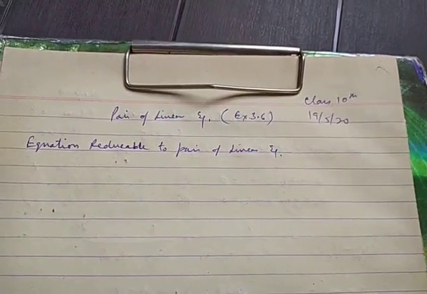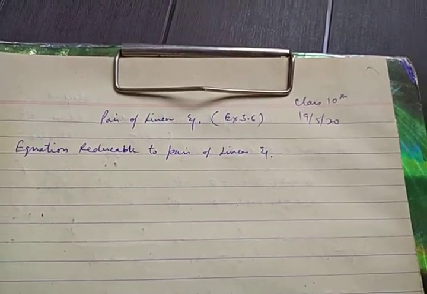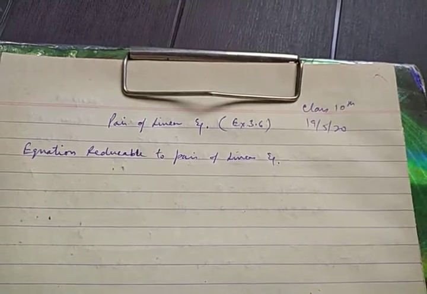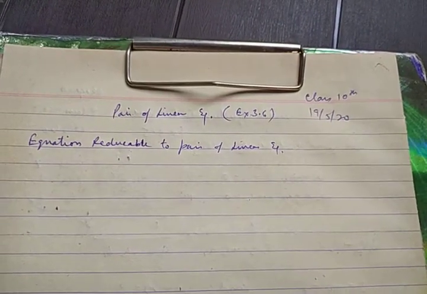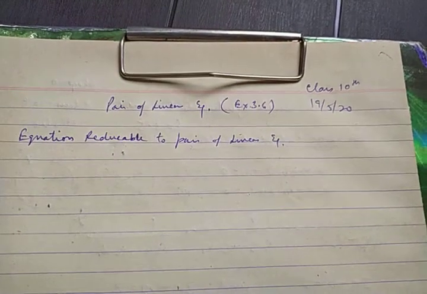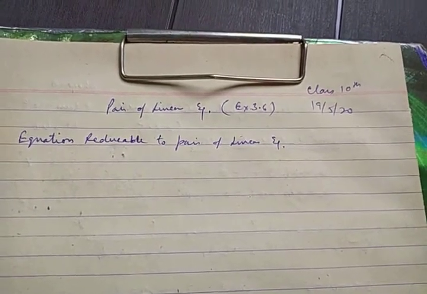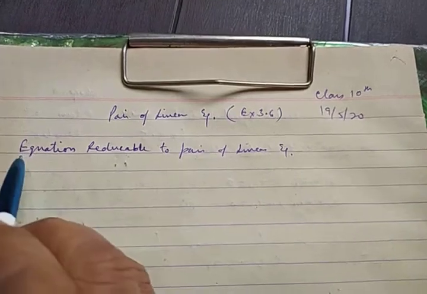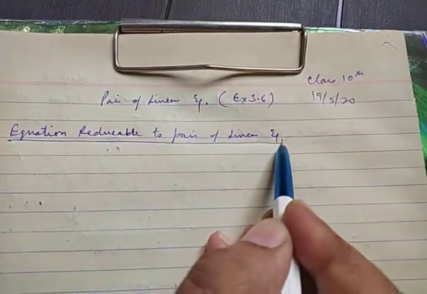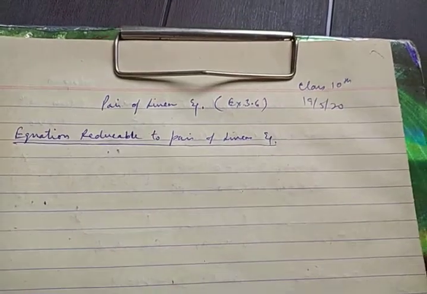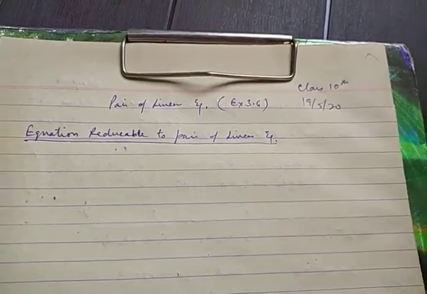Hello children, today I am going to take Exercise 3.6, which is the last exercise of the chapter. The topic of the exercise is equations reducible to a pair of linear equations. It means the equations given in this exercise would not be exact linear equations, that is, in the standard form.